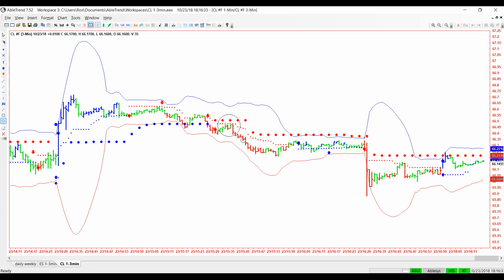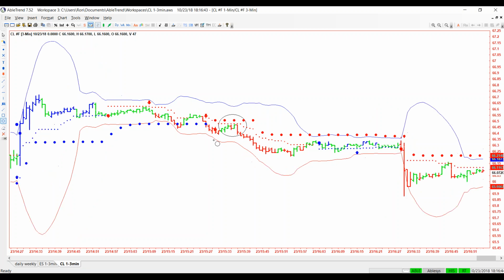I don't care if this is crude oil. We're looking at Apple. I don't care if this is a day trading chart or a long-term position chart. Absolutely beautiful sweet spot right there. That's what you want to look for on your chart. That's the point of the webinar. I want to show you what you should be seeing on your chart to take advantage of these Able Trend signals. That's the whole purpose of it.